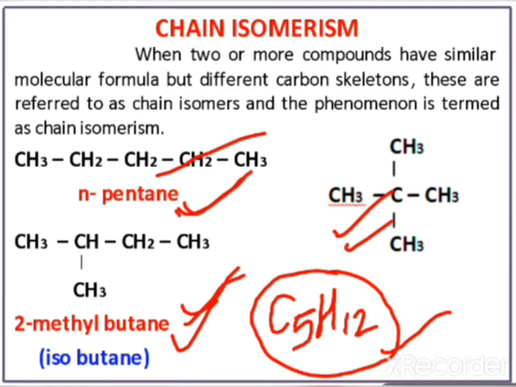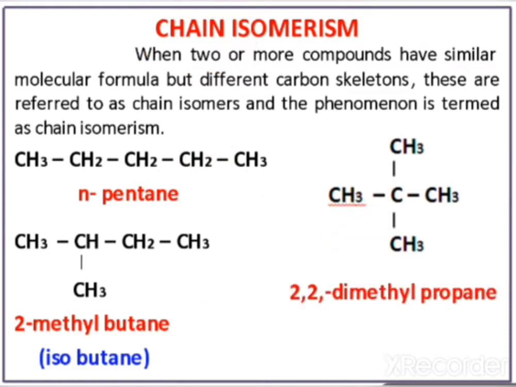So see here, the difference in these isomers is the difference in chain, that's why this is known as chain isomerism. The name is 2,2-dimethyl propane, which is also known as neopentane. Okay, so in exams there is a question, structure of isobutane and structure of neopentane, it is asked. So now see, after chain isomerism, the second type of isomerism is position isomerism.